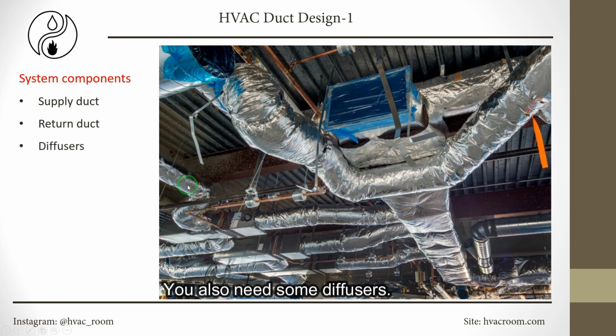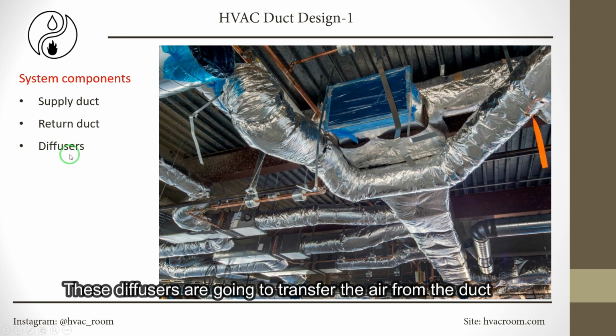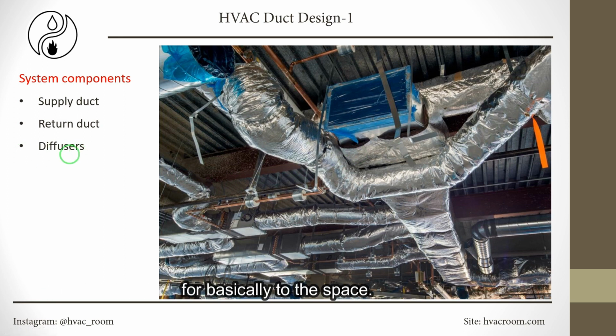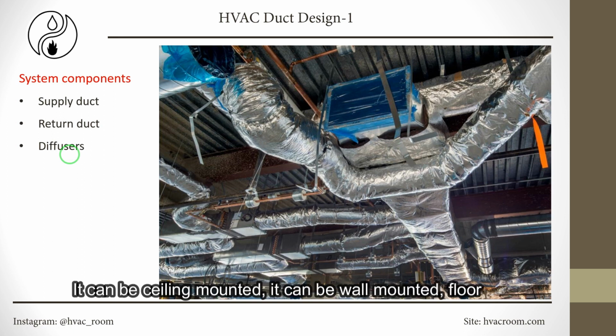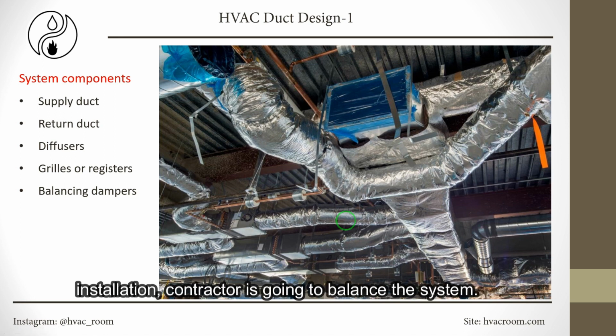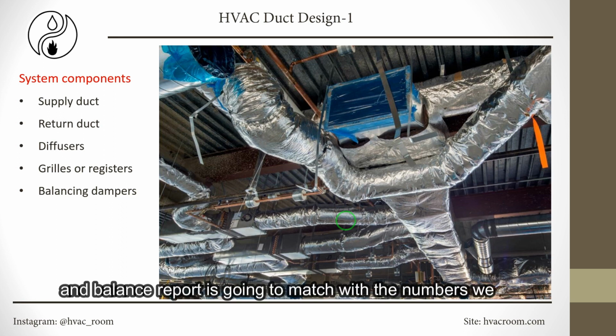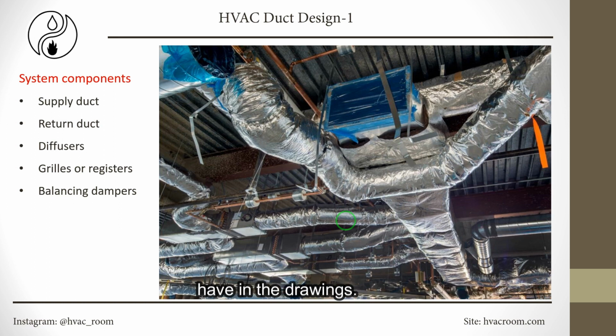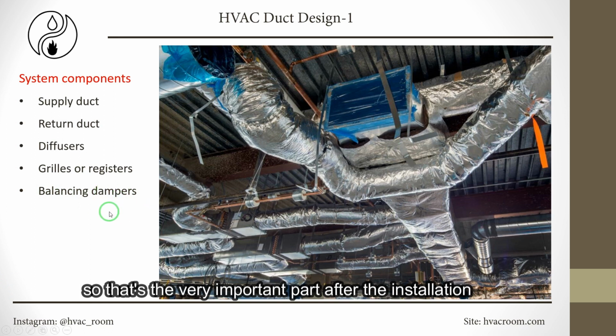You also need some diffusers. These diffusers are going to transfer the air from the ductwork basically to the space. It can be ceiling mounted, wall mounted, or floor mounted. We also need the balancing dampers, which are going to be installed on each branch, just to make sure that after the installation, the contractor is going to balance the system. So all the numbers after the installation, after the test and balance report, are going to match with the numbers we have in the drawings. So that's the very important part after the installation.